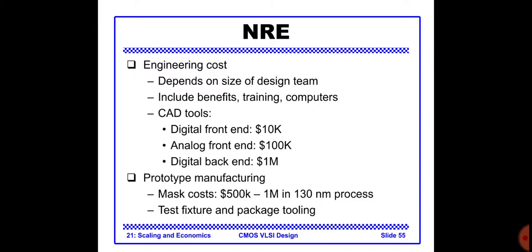Digital front end costs $10K and analog front end $100K. Digital back end costs $1, and prototype manufacturing mask cost is $500K to $1M in 130 nanometer processes. There are also test fixtures and package tooling.